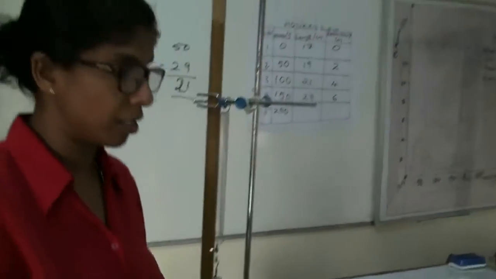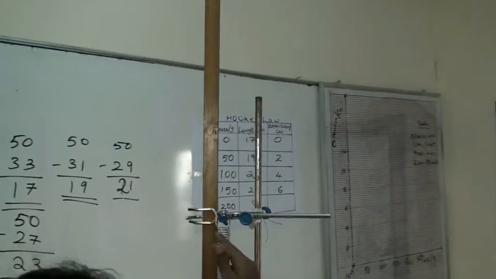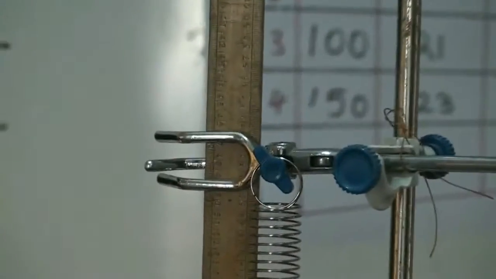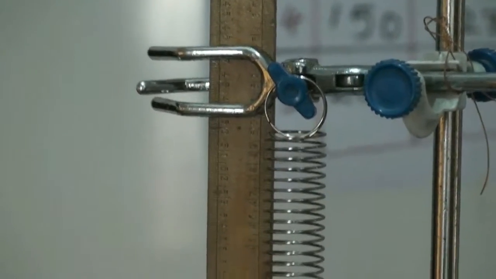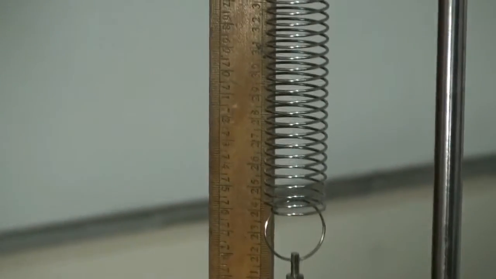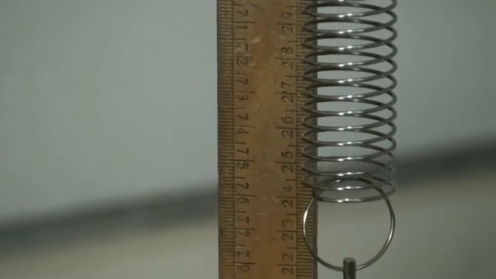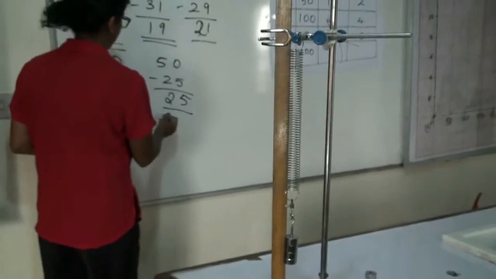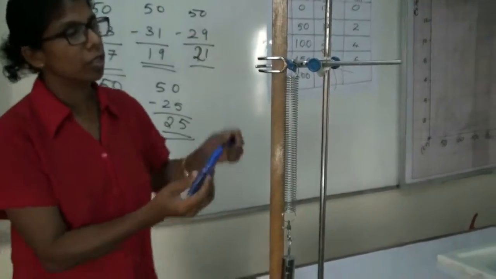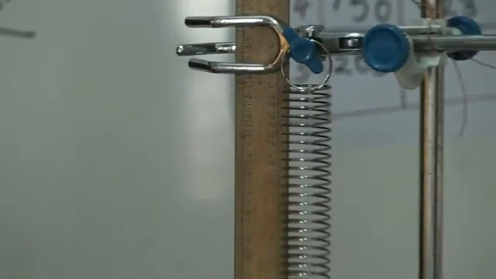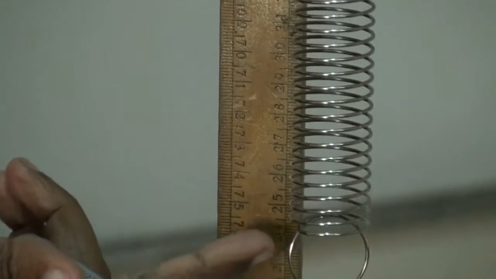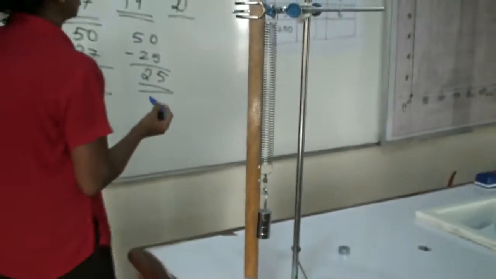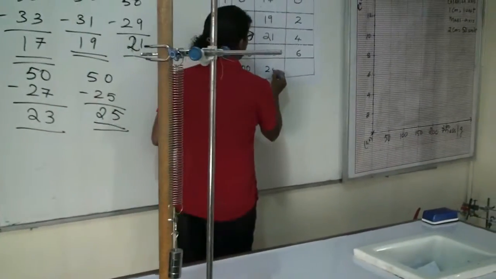Let it not oscillate, otherwise you won't be able to find the reading properly. Now look at that 50, and from 50 the spring ending point is 25 centimeter. So 50 minus 25 gives me 25. Here the starting is 50 and here it was 25, so this whole length is now 25 centimeter. I will write 25 is the length.